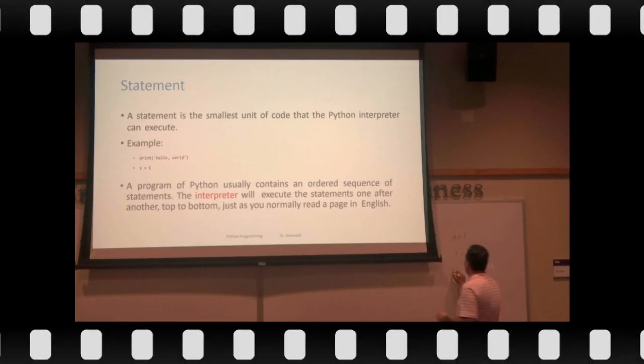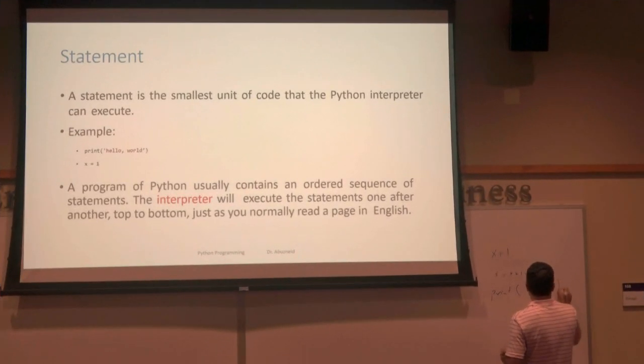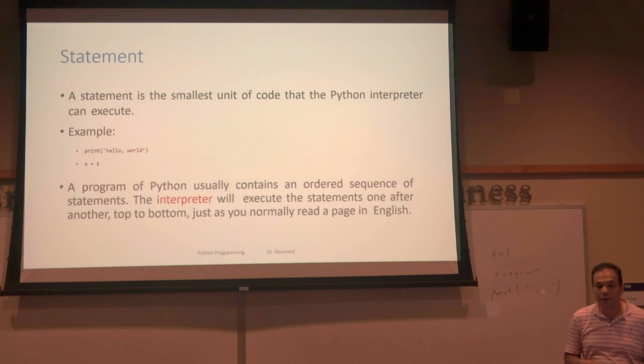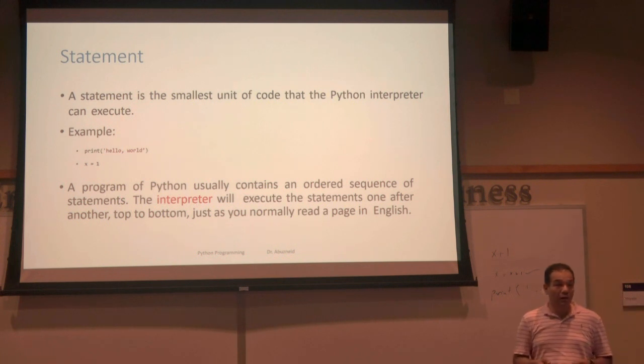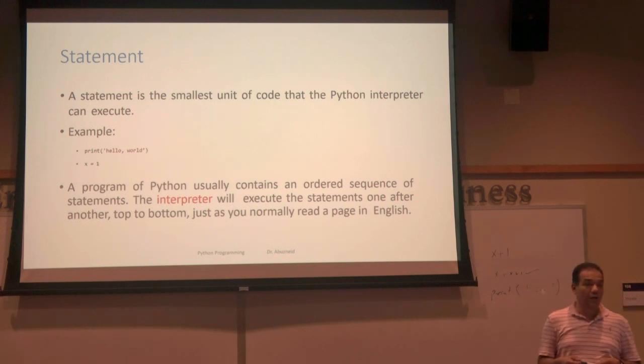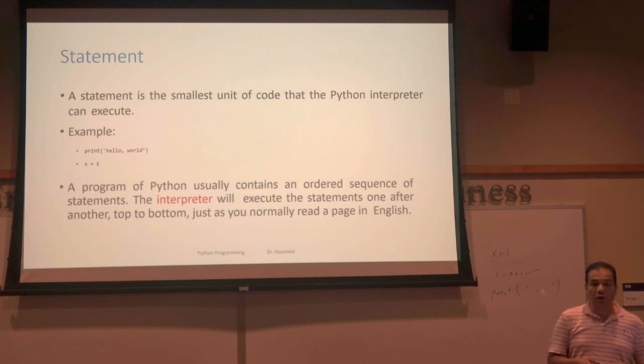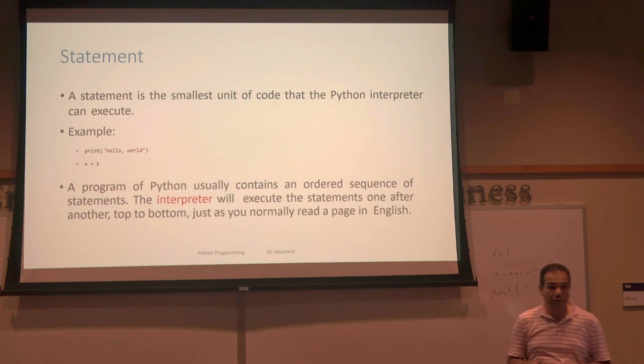When I say print here, is this a statement? Yes, because I can execute it. So a statement has to be a full line that needs to be executed. Why am I saying that? Because Python is not a compiler. It's an interpreter, and an interpreter is different than a compiler.